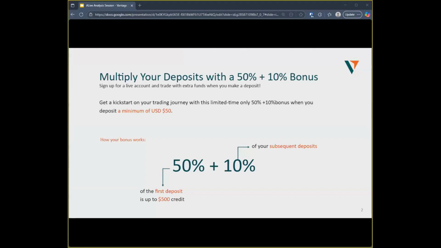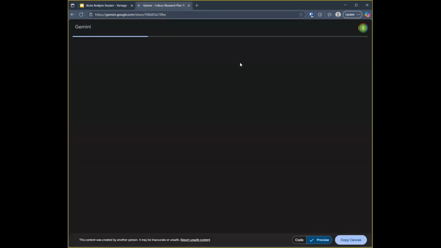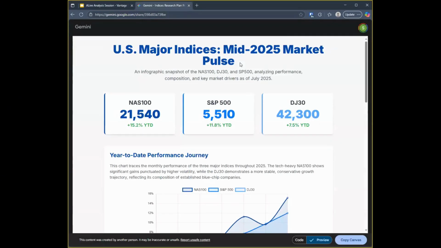Okay, so just waiting on a quick overview of these three. The same thing, we're going to use some help from AI to come up with the research on the indices.